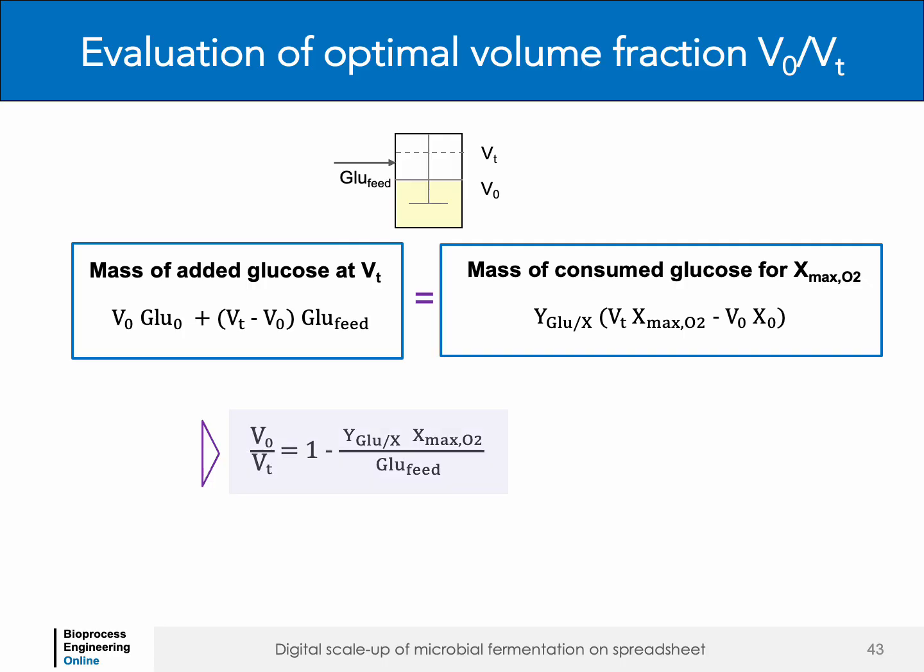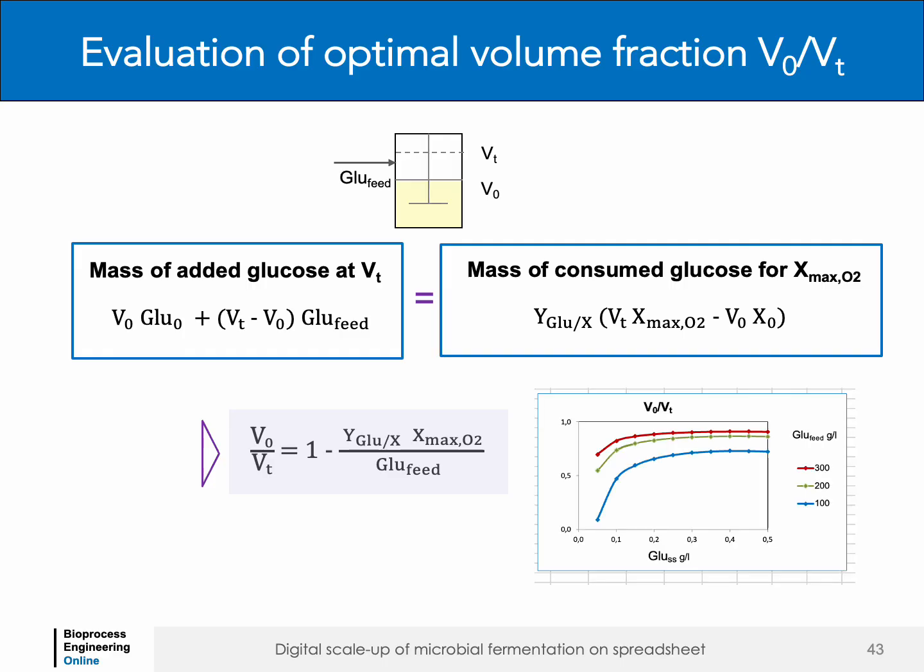Neglecting the contributions of the initial glucose and biomass concentrations, the relationship becomes V0 over Vt equals 1 minus Y GLU over X, X max O2, divided by GLU feed. According to this relationship, the optimal initial volume fraction, V0 over Vt, increases with increasing glucose feed concentration, GLU feed, and with increasing steady-state glucose concentration, GLU SS.